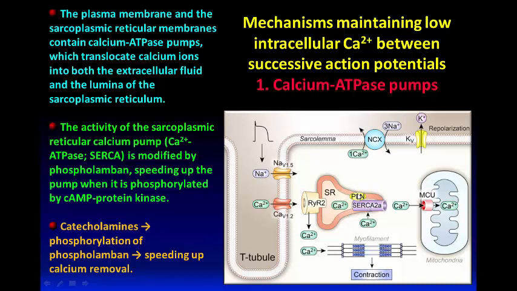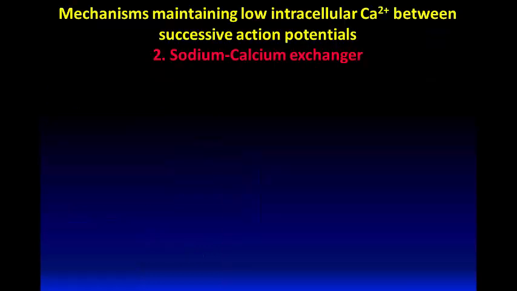So it is very beautiful. These catecholamines increase the force of contraction because they phosphorylate the L-type calcium channels, having more calcium influx, having more release of calcium from the sarcoplasmic reticulum, and they also have an influence on phospholamban, speeding up the removal of calcium. So they result in stronger contraction and also speed up the relaxation process.